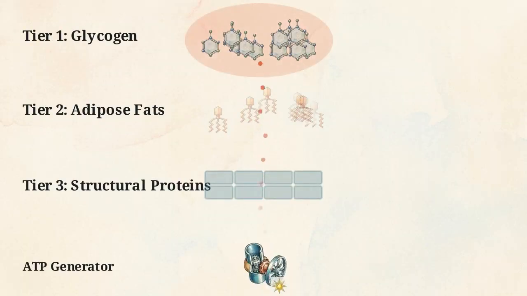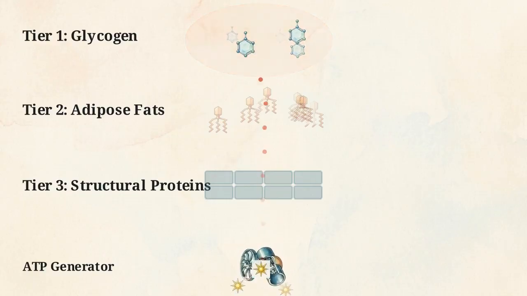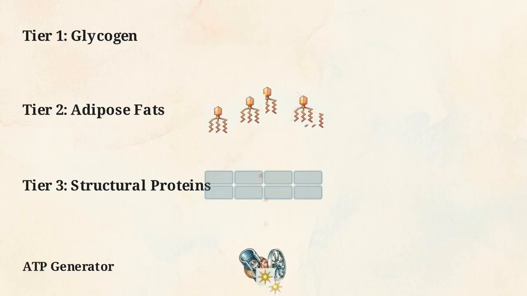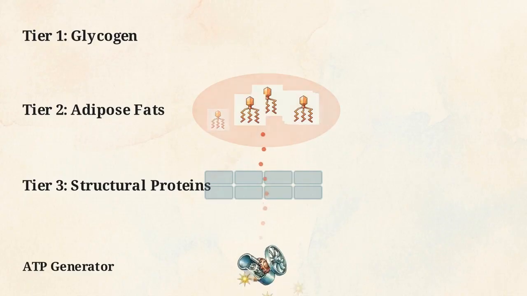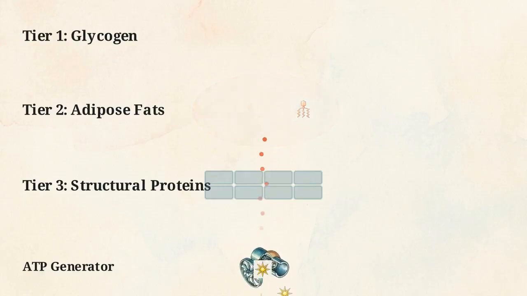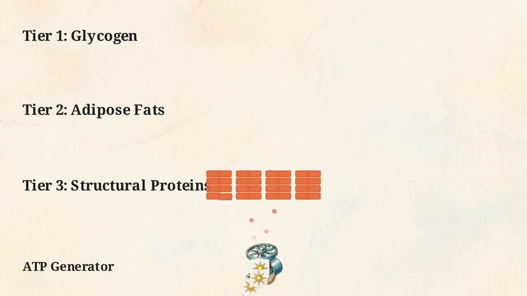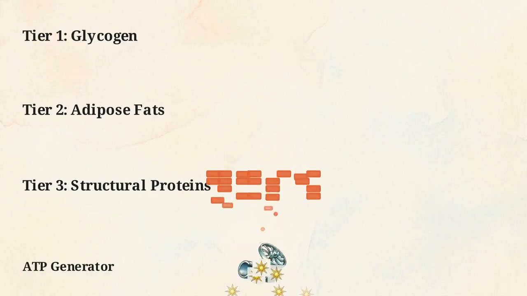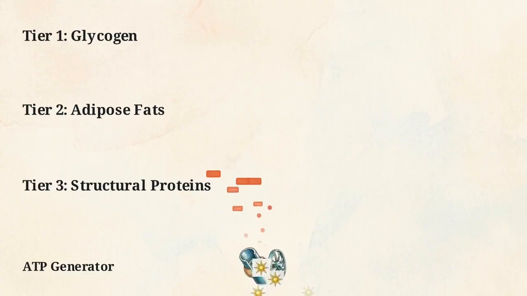The body executes a strict sequential breakdown of its reserves. First, it drains the Tier 1 glycogen stores in the liver. Once those are empty, it moves to Tier 2, draining fat reserves from adipose tissue to feed the ATP generator. When the fat is gone, the cell reaches the grim final stage of starvation. It begins catabolizing Tier 3, the body's own structural muscle proteins, sacrificing functional tissue just to keep the ATP engine running.